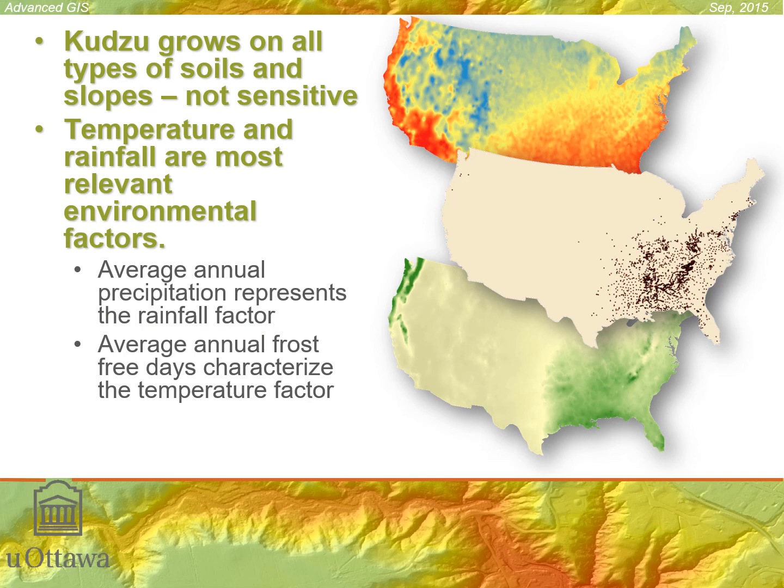So Kudzu grows on all types of soils and slopes. So it's not sensitive to soil and slope like some plants are. But temperature and rainfall are the most relevant factors. And we have already average annual precipitation and number of growing degree days, as well as the existence of Kudzu, since Kudzu nearby is more likely to lead to more colonies of Kudzu through reproduction, whether that's vegetative reproduction or sexual reproduction.